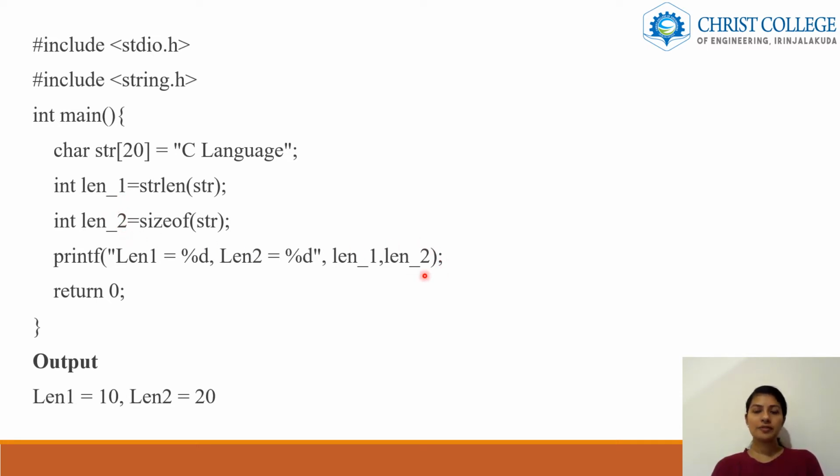And we have a printf statement for showing the output. So let us see the output. Here len1 is equal to 10 and len2 is equal to 20.